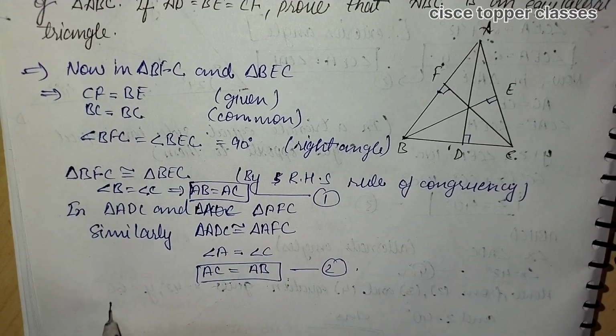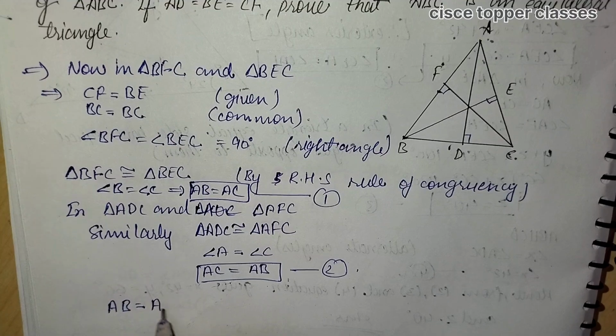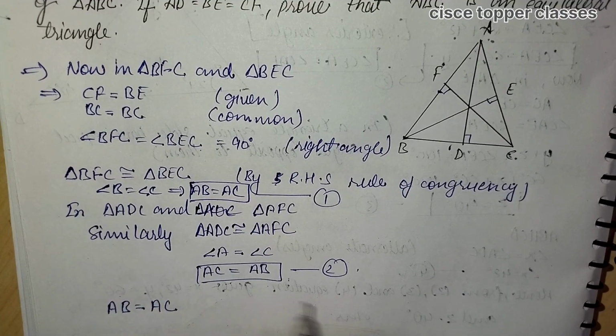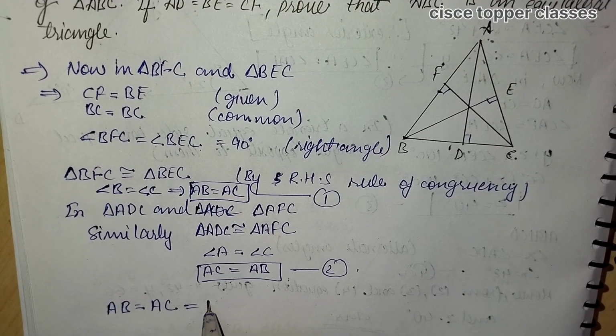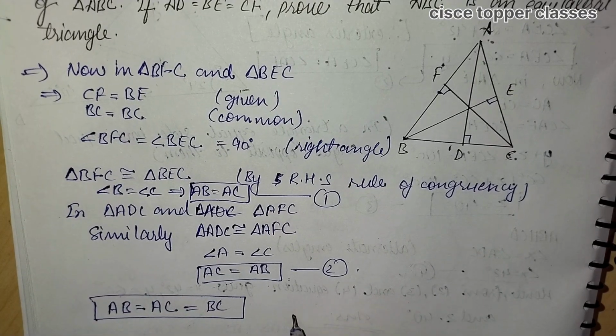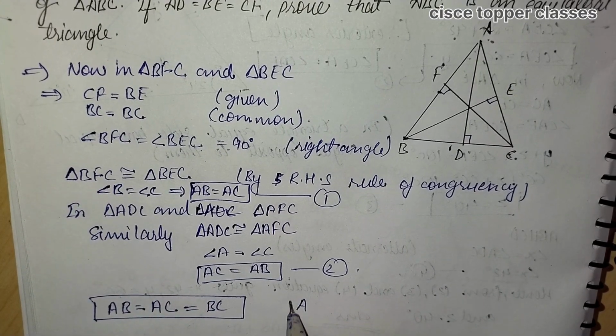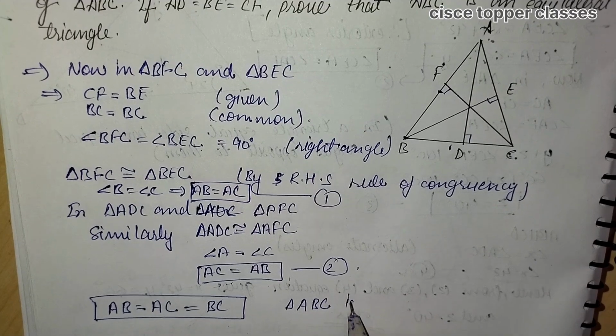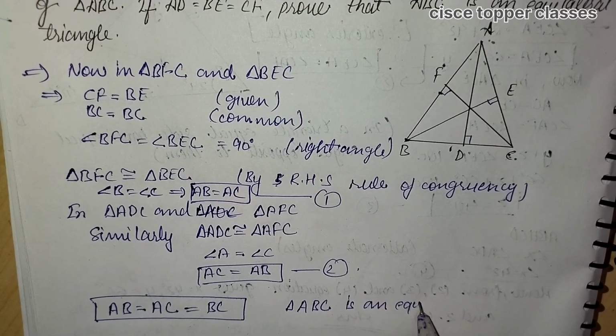From this we can prove that AB is equal to AC and AC is equal to BC. From here, this is proved that this is an equilateral triangle, meaning triangle ABC is an equilateral triangle.